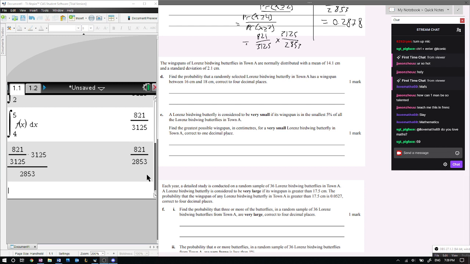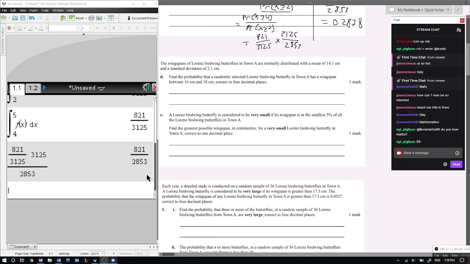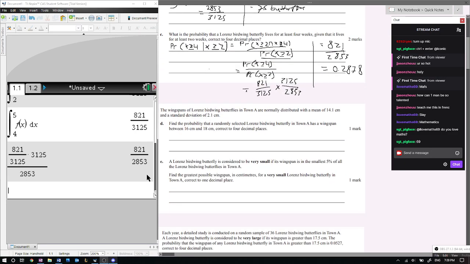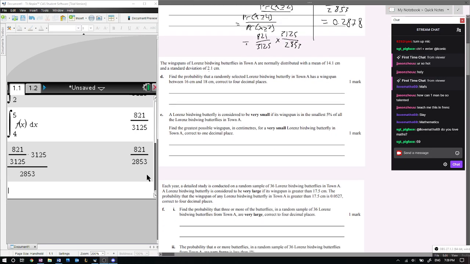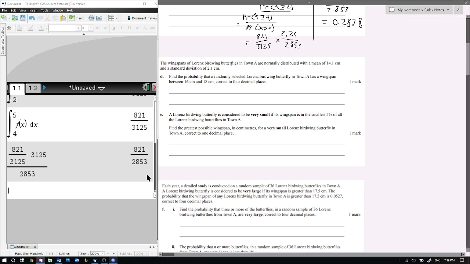Next question, question D. The wingspans of Lorenz birdwing butterflies in town A are normally distributed with a mean of 14.1 centimeters and a standard deviation of 2.1. So now I've moved on from probability density functions to the normal distribution. Let me just write this out real quick. Let W equal wingspan, and that's normally distributed with a mean of 14.1 and a standard deviation of 2.1, just for clarity. So the first question is asking us to find the probability that it is between 16 and 18.